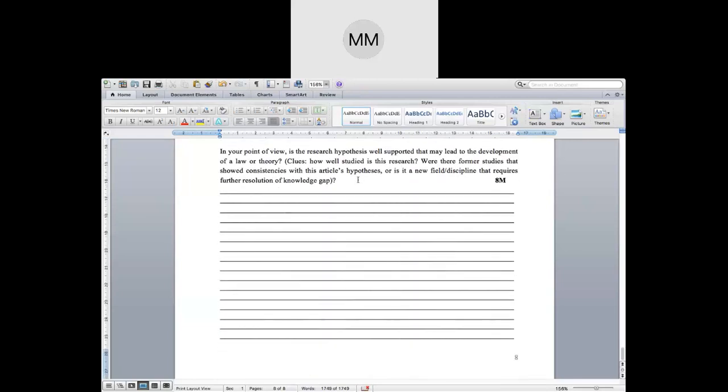And then this last part is, in your point of view, is the research hypothesis well supported that leads to development of a law or theory? So, example, how well studied is the research? Were there formal studies that show consistencies for the article hypothesis? So, again, for example, the theory of evolution by Charles Darwin. Although his experimental design focused on animals of the Galapagos, later on, other scientists applied his work in different regions other than the Galapagos, and it is able to be applied for a wide range of animals.